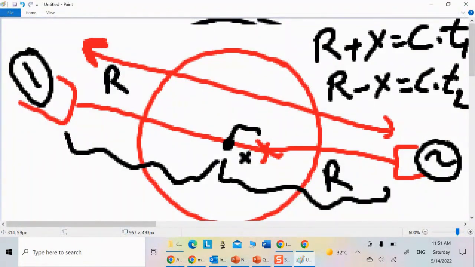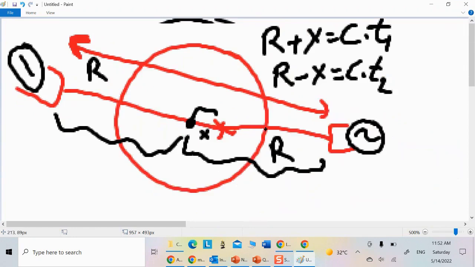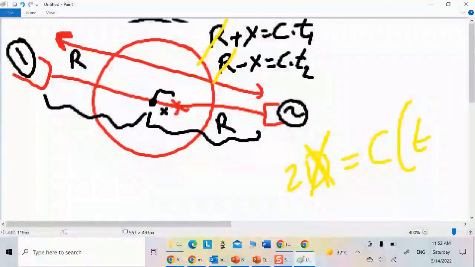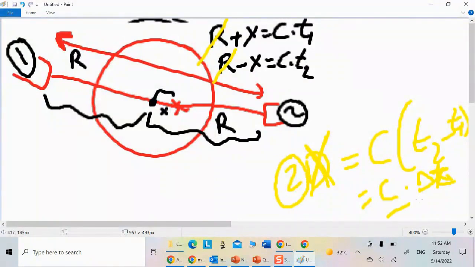All right, if you subtract these two times from each other mathematically, what will happen? You will get 2X. So C times (T2 minus T1) equals C times delta T, where C is the constant. What is delta T? Delta T is the difference in time between the arrival of the photon at detector 1 and the arrival of the photon at detector 2. Then you divide the 2 by 2.